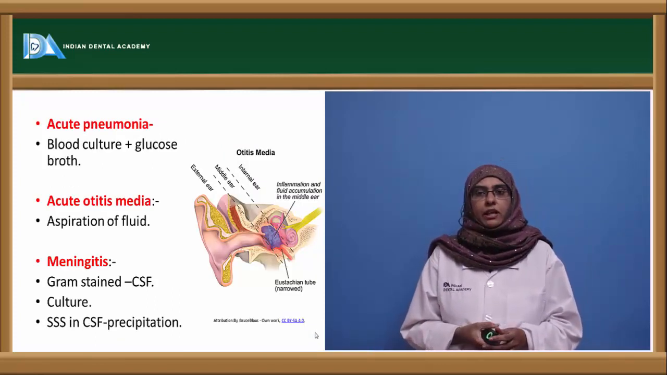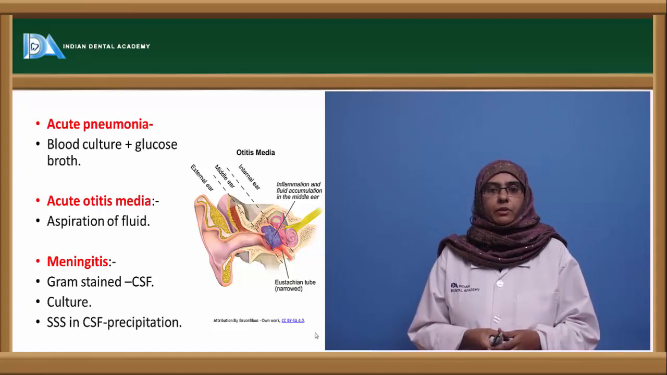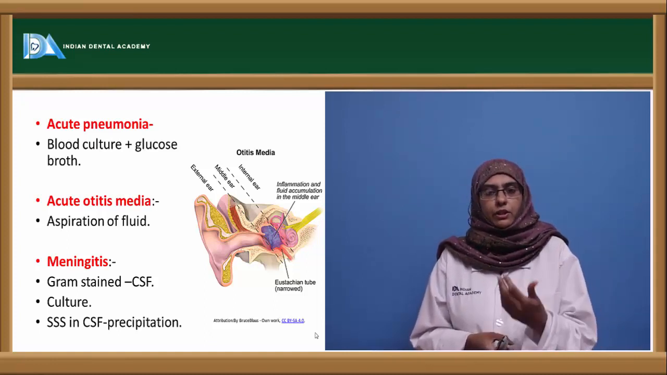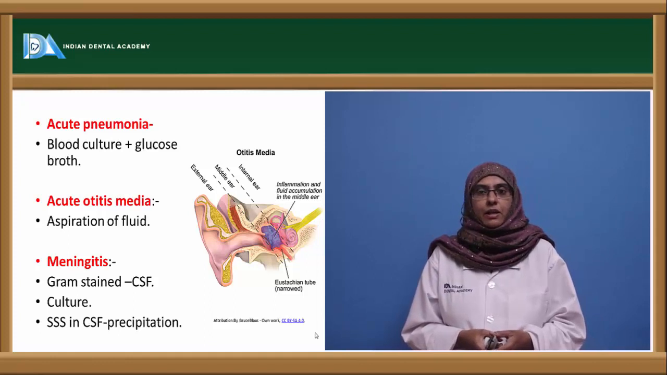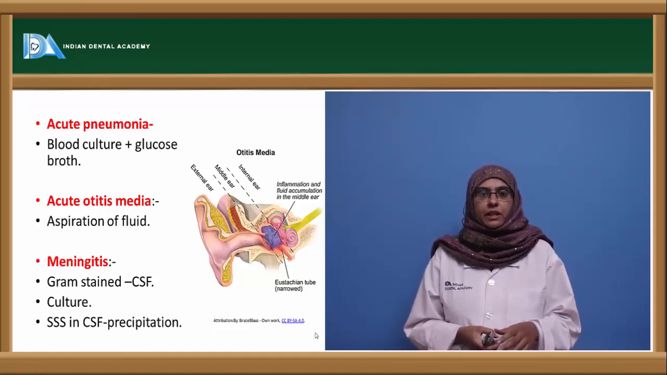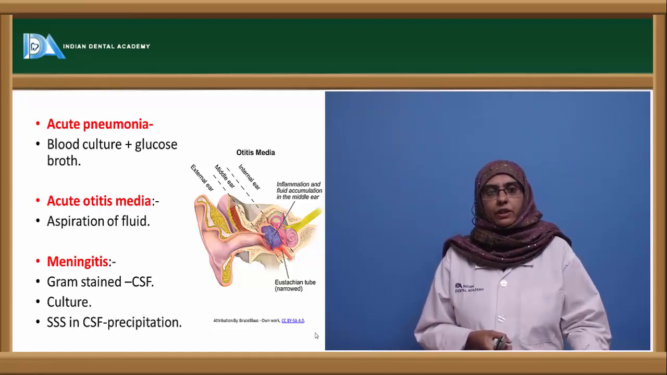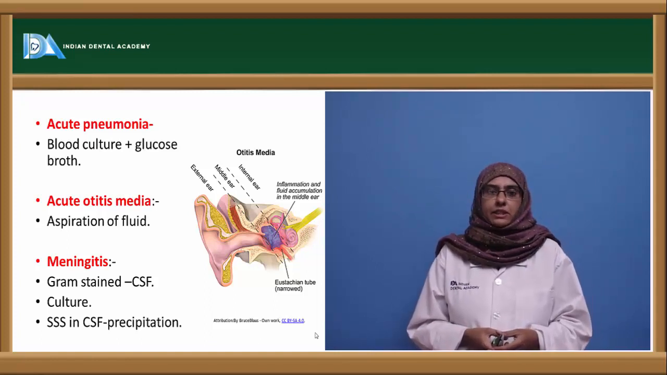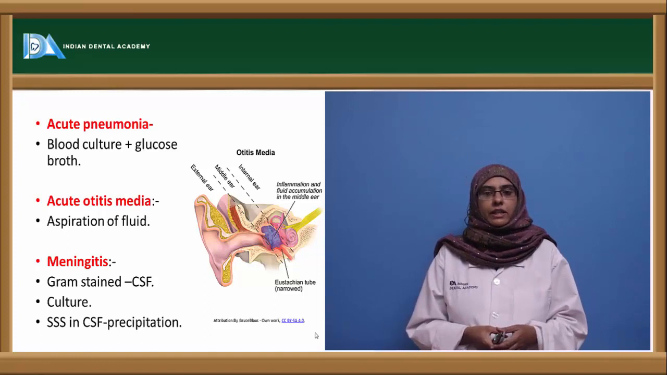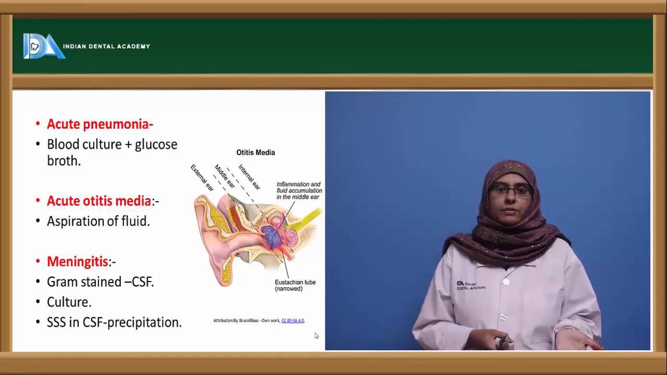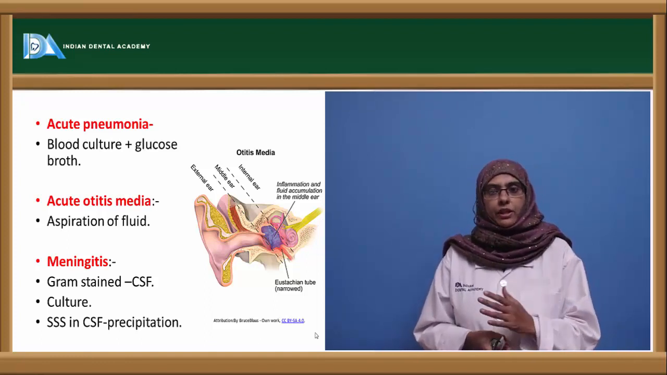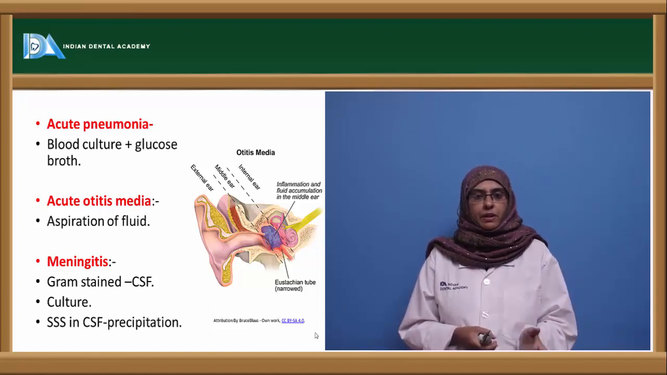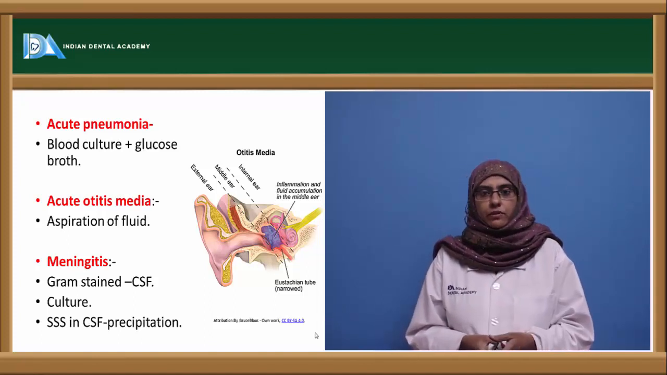Now in the acute pneumonia, the organism has to be inoculated onto the blood agar along with the glucose broth and incubated for the growth of the organism. And in acute otitis media, it is the aspiration of the fluid from the ear that helps to identify the organism. And in meningitis, you can identify the organism via the gram staining of the cerebrospinal fluid, or you can go with the culture, that is inoculate the cerebrospinal fluid onto the culture for the growth of the organism.